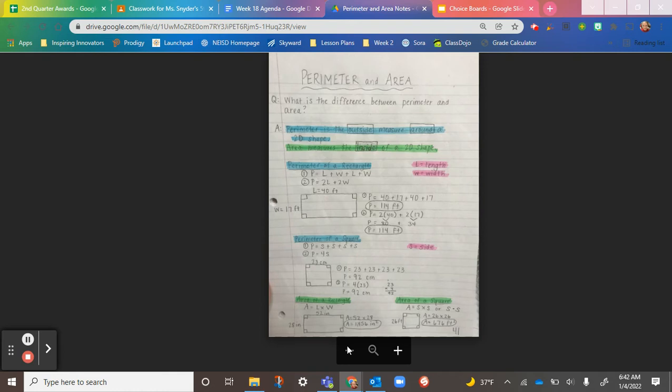We have formulas. So perimeter of a rectangle is listed there. You're taking all the sides and you're adding them up. You can do that in one of two ways. You can split it apart and just do length plus width plus length plus width, because a rectangle has four sides. Or you can combine the lengths and combine the widths and then add them together. So you multiply 2 times L and 2 times W and then add those two together. And when we say L, we're talking about the length and W would be the width.